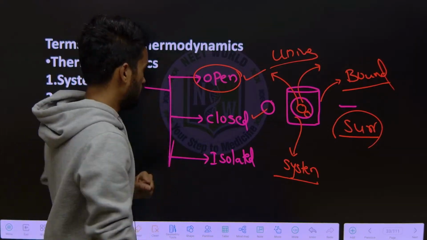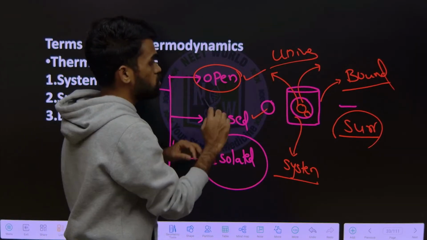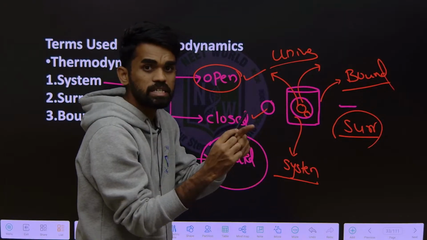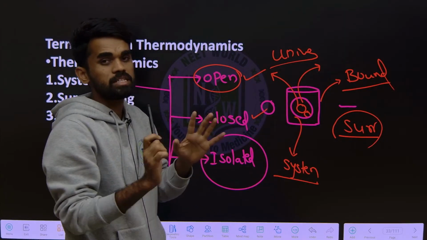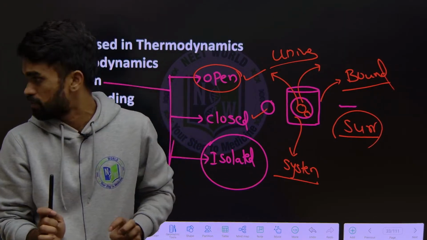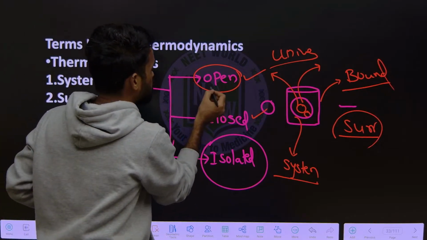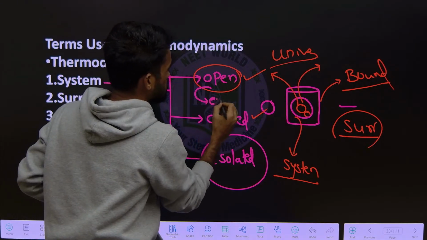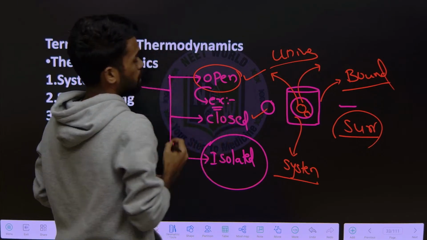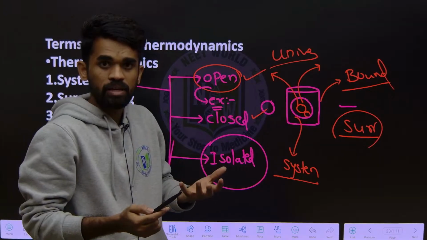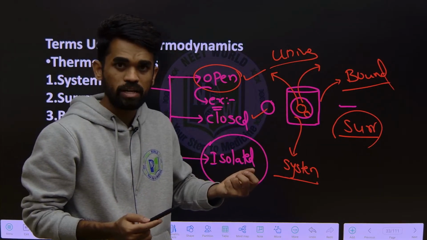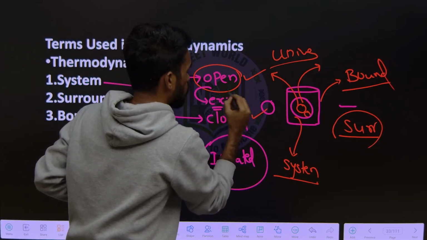And an isolated system means there is no exchange of heat and no exchange of matter; neither is exchanged. You can remember these very basic terms. One more thing you need to know is the best example of an open system. Yes, the human body, like we ourselves or any animals you can take, all come under open systems.